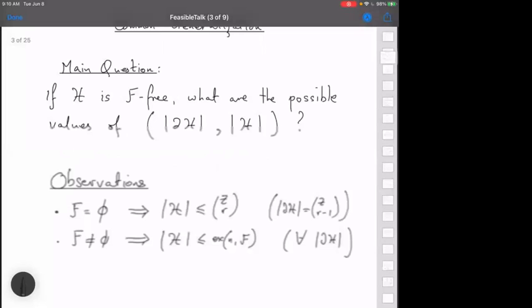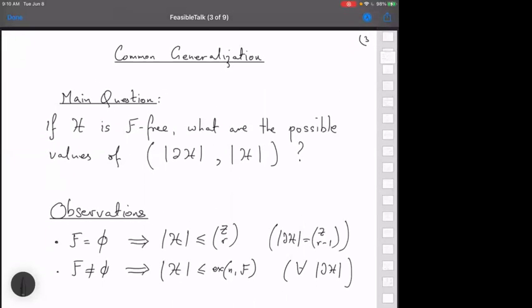Okay, so here's what I've been alluding to in the last 3 or 4 minutes, which is that we're studying a common generalization. So the main question of this topic is, if I give you an F, and I talk about F-free hypergraphs H, and everything is R uniform, and if you want to simplify matters further, everything is 3 uniform, and the shadow is just a graph. So just think about R equals 3 for almost everything in this talk.